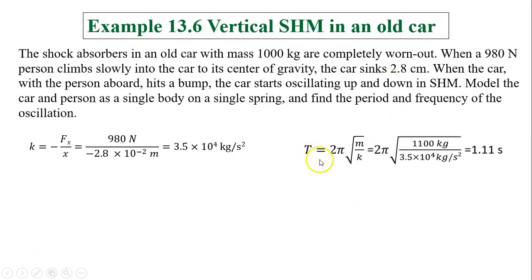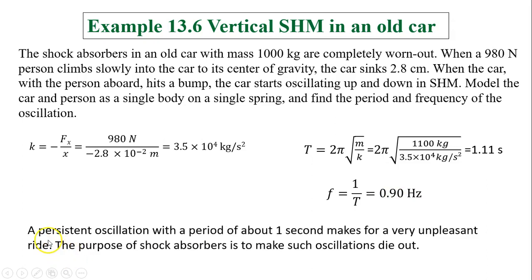From here, we can figure out T equals 2 pi square root of m over k. In this case, m is the car and the person, because the question asks you to model the car and person as a single body. So we have to add the masses together. And we have T equals 1.11 seconds, and we can find the frequency, 1 over T, is 0.9 hertz. So persistent oscillation with a period of about 1 second makes a very unpleasant ride. The purpose of shock absorbers is to make such oscillations die out quickly.